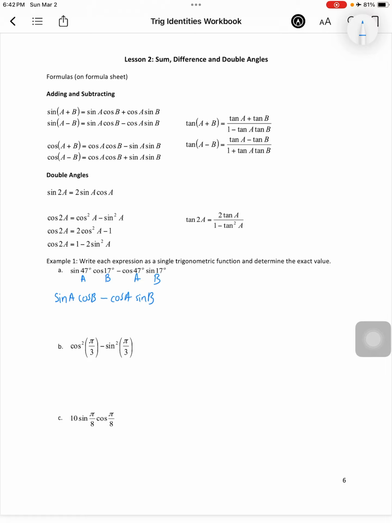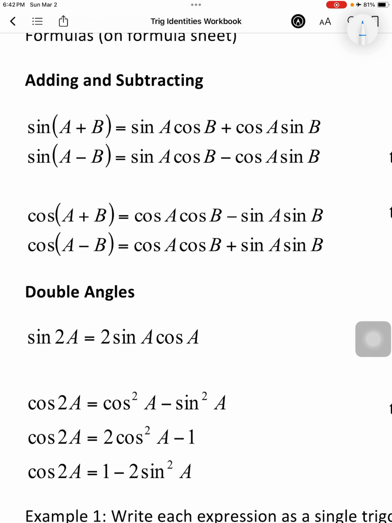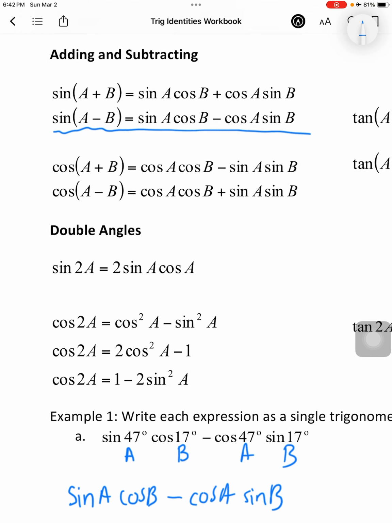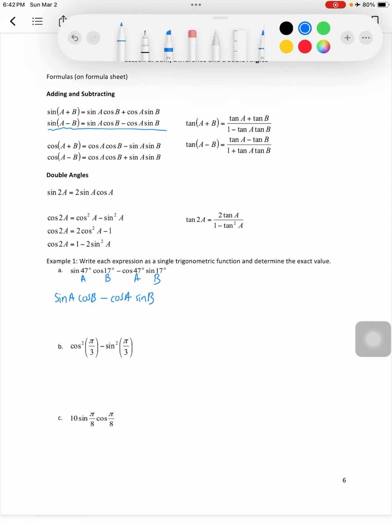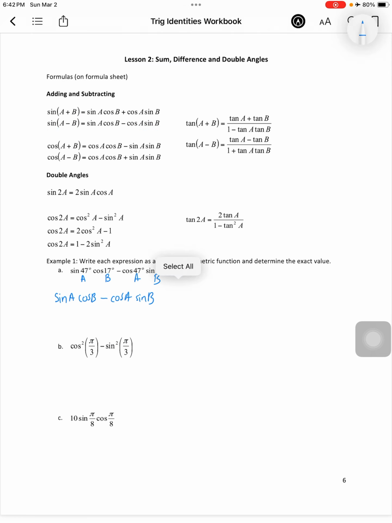What equation here from the top matches this? So as you're looking, you should notice that the second equation matches it. So here, sine bracket A minus B is equal to sine A cos B minus cos A sine B. So those exactly match. That means if we were to plug this into the equation, this is the same thing as sine A minus B. So that means here we could simplify this by plugging in sine A minus B, so A is 47, minus B, which is 17.